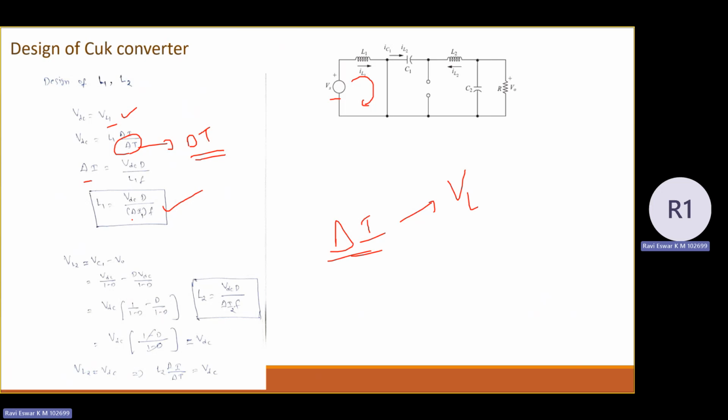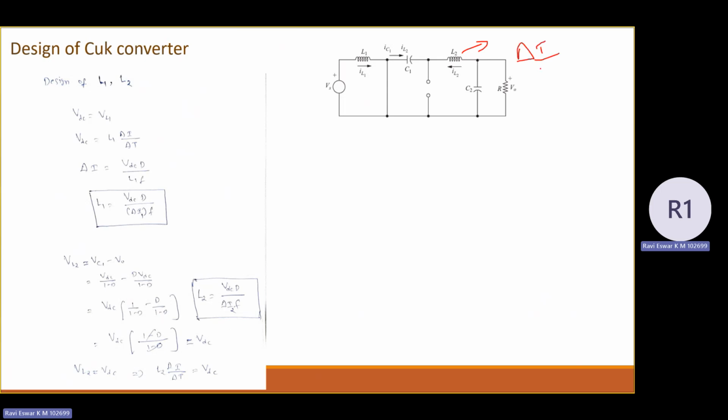So user is going to specify what is the required permissible inductor ripple current del I1. So you substitute VDC, you substitute D duty, you substitute switching frequency, you substitute del I1, you will be getting the design value of L1. Similarly, you can check for the L2 with the help of del I.